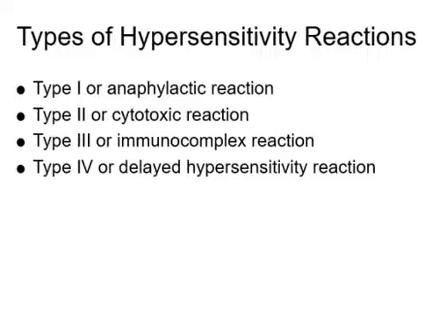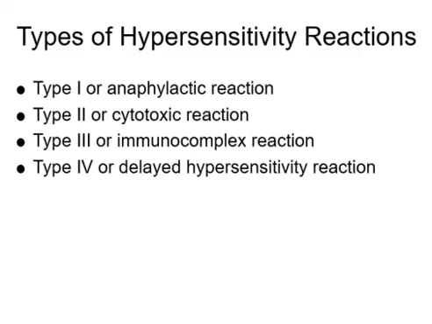Some common agents that cause type 1 hypersensitivity reactions or an anaphylactic reaction could include bee stings, medications, iodine, latex, peanuts, pollen, shellfish, allergic rhinitis, also known as hay fever. So type 1 is the most common type of hypersensitivity reaction, and it's probably the one you're most familiar with.